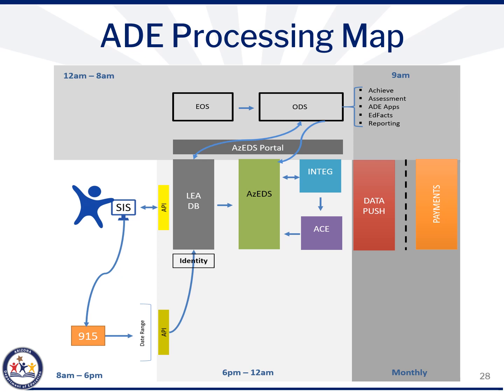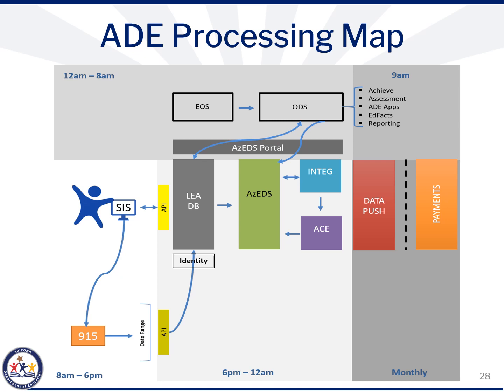The information from EOS is then copied over to ODS, or the Operational Data Store. This is a server that all departments within ADE can access for information for LEAs and student data to meet their reporting needs. The LEA database stores all of the data about an LEA and tags the data that is sent from you and your SIS.